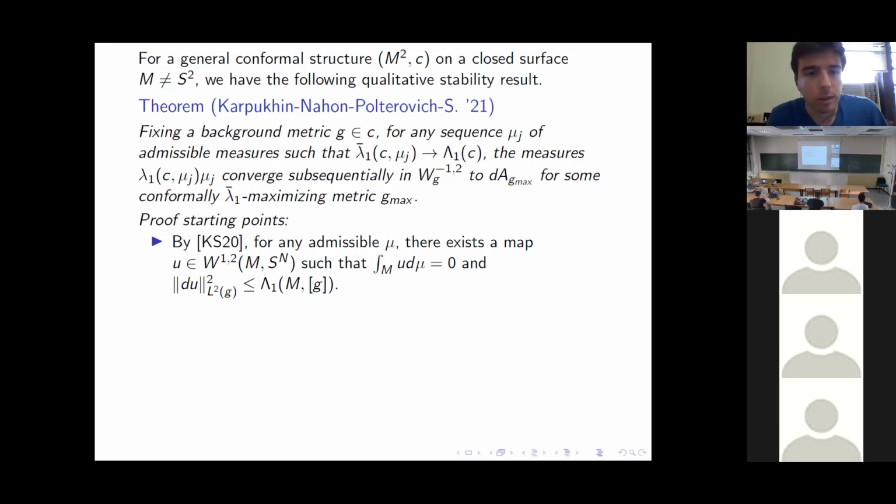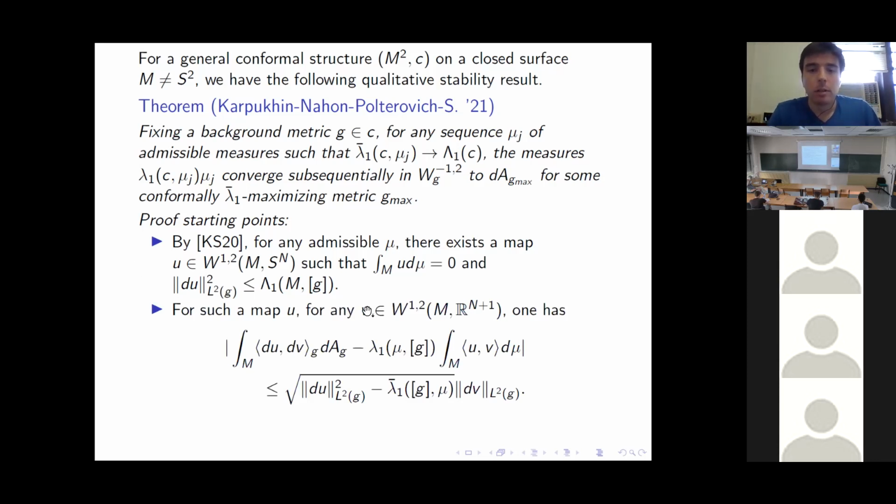So why is this useful? For such a map u, for any v, say in W^{1,2} of M to R^{n+1}, we can see that the difference of the L2 pairing of the derivatives du and dv, minus the first eigenvalue of mu times just the pairing of u and v with respect to d mu, so this quantity, which would vanish if and only if u were first eigenfunctions for this measure mu, is bounded from above by the L2 norm of the derivative of v for that given test map, and then the square root of the gap of the energy of the map u from the first eigenvalue of the measure. Right, since it's balanced, we know that this is non-negative.